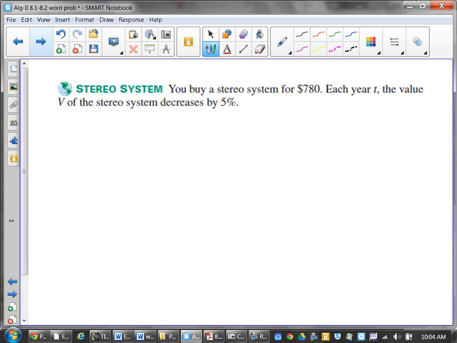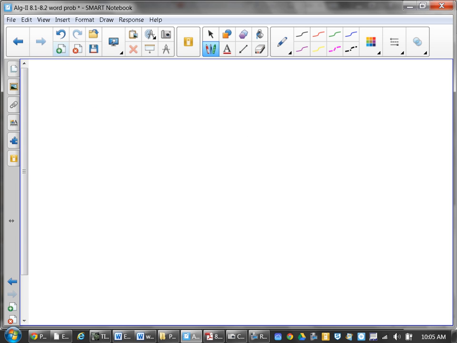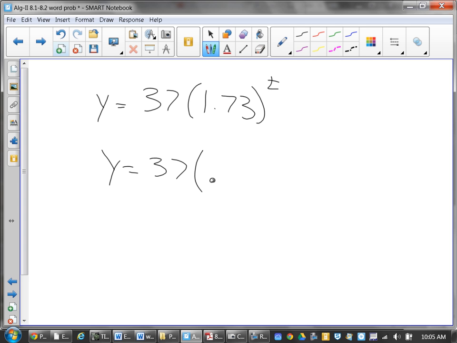Anyways, we start this one out at $780, decreasing it by 0.05. Pretty easy. One of the things you will see in some of these word problems is that they'll write out this, and it'll ask you which one's growth and which one's decay. The first one's growth, the second one's decay.